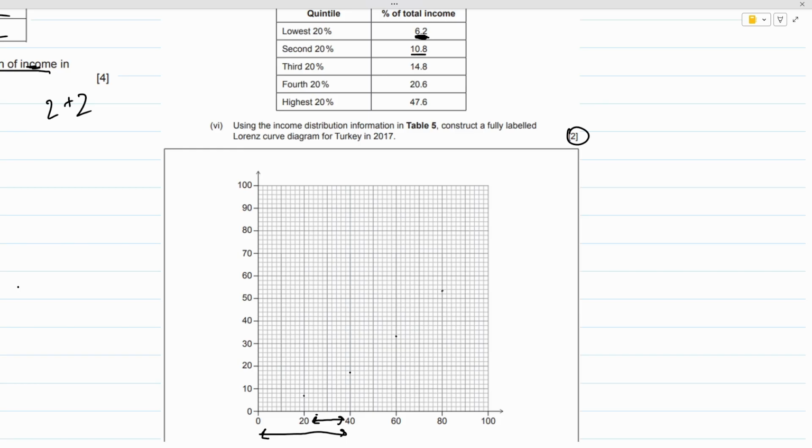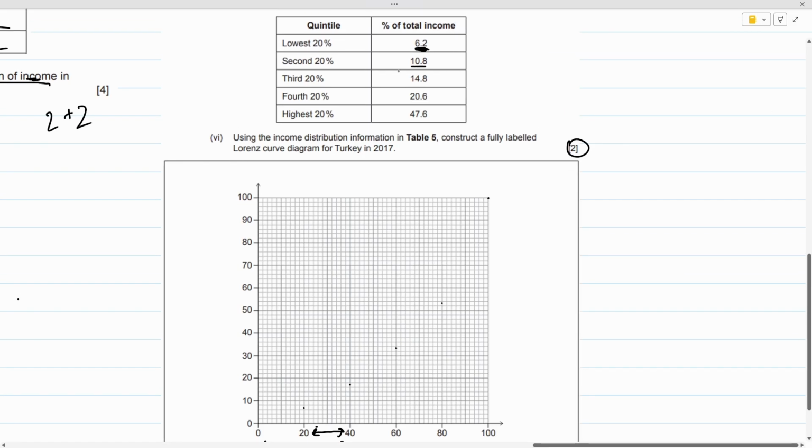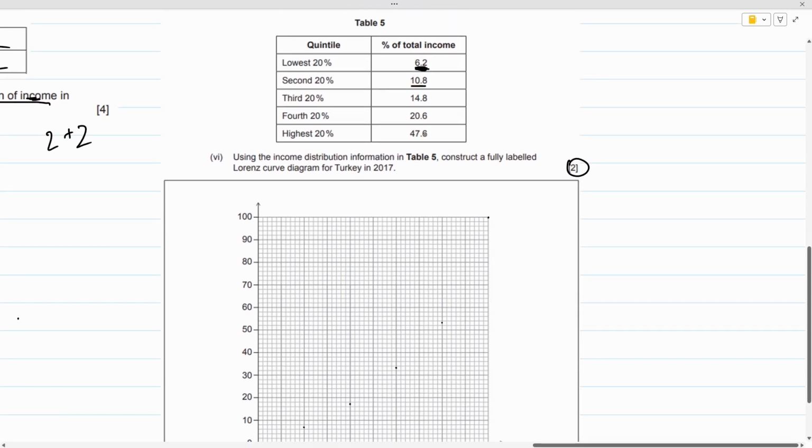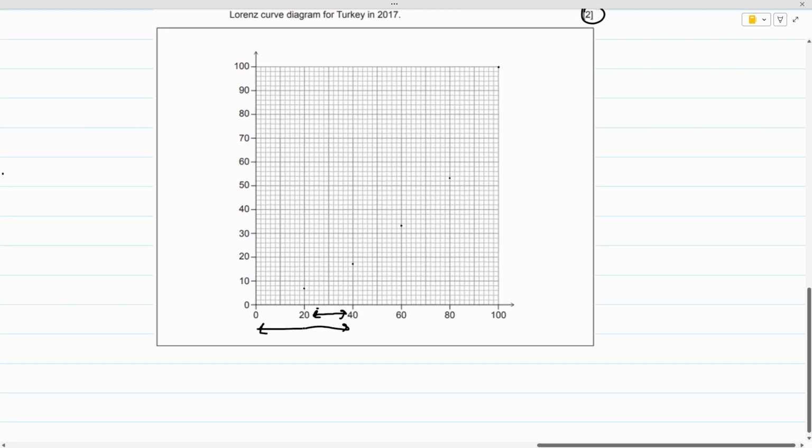Now you're adding 47.6. What you'll notice here is that this adds up to a perfect 100%. That is the point of a cumulative graph, where all the percentages always add up to 100% on both the axes. If that's not the case for you, it means you've made a mistake somewhere along the way.